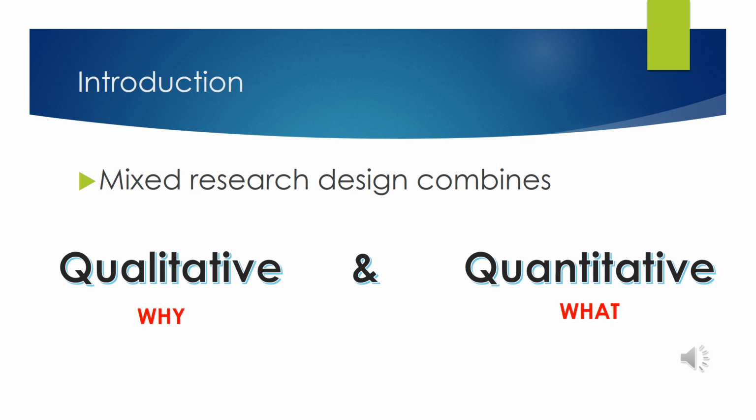So that brings us to a mixed research design. And this really does combine qualitative and quantitative. That's the why and the what. So many times a researcher may have a question that cannot simply be answered with a data set or by observations. So by combining qualitative and quantitative, you can start to answer the why and what of a research question.